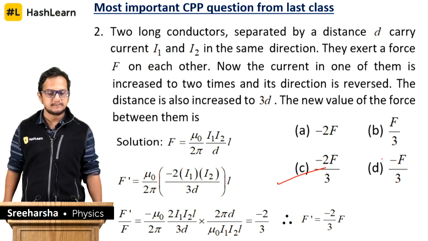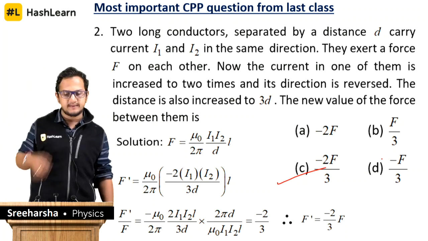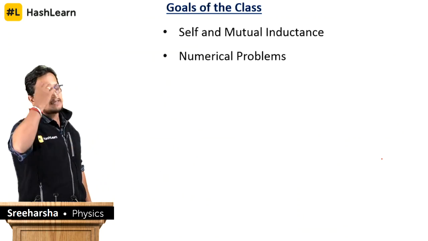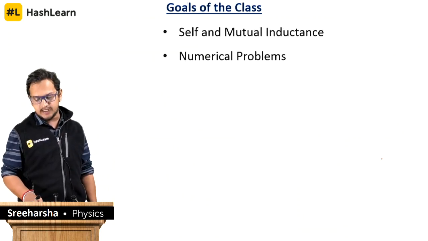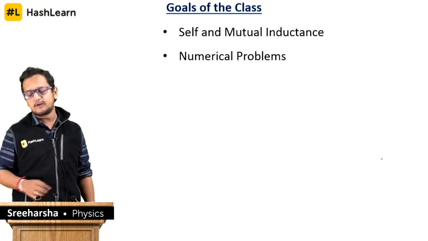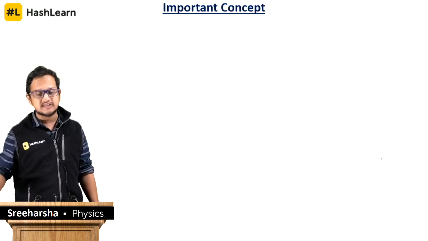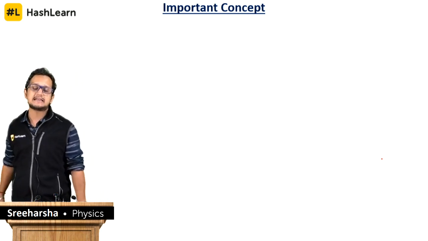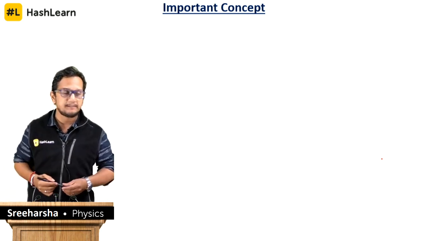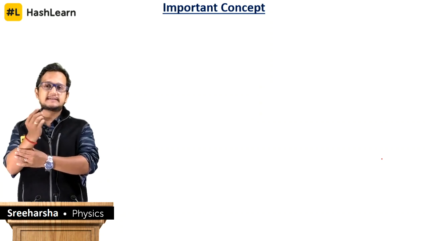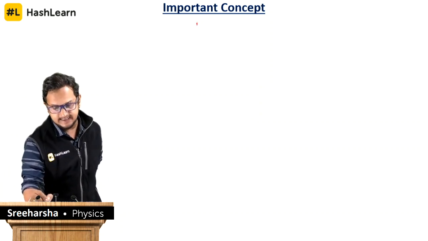That was the most important CPP from the last class. Now, today's concept is self and mutual inductance. Before we start with self and mutual inductance, students, we have to know certain concepts of first year or class 11th, which are very important to us. So the first thing: what is actually inductance?